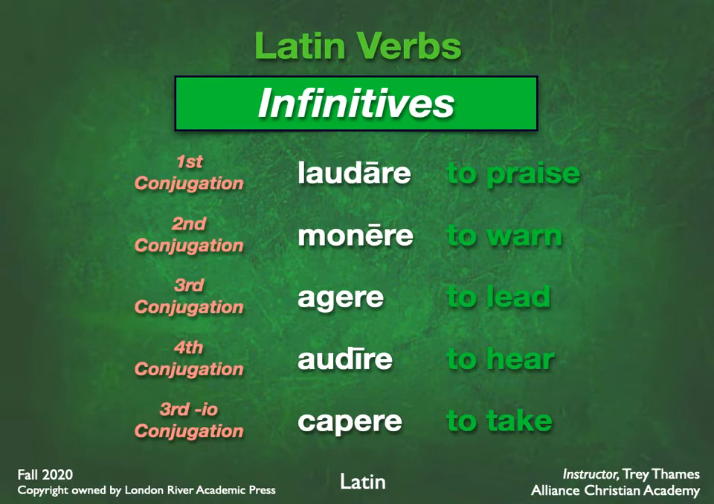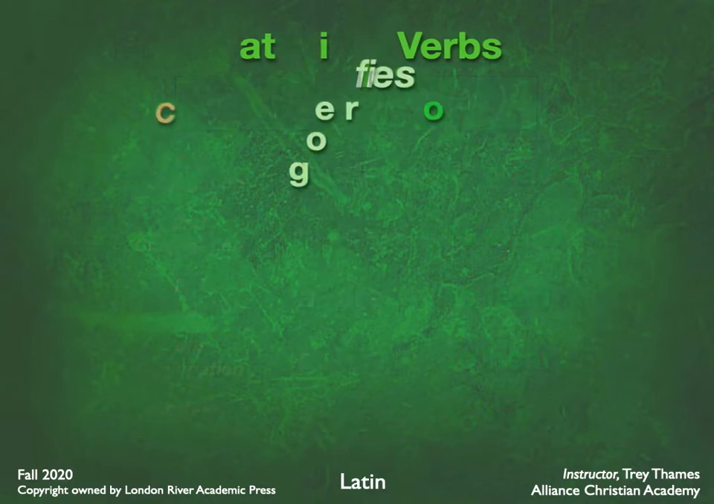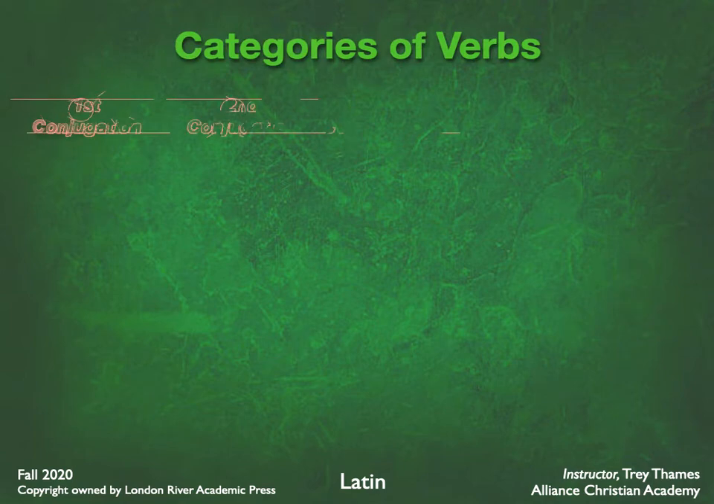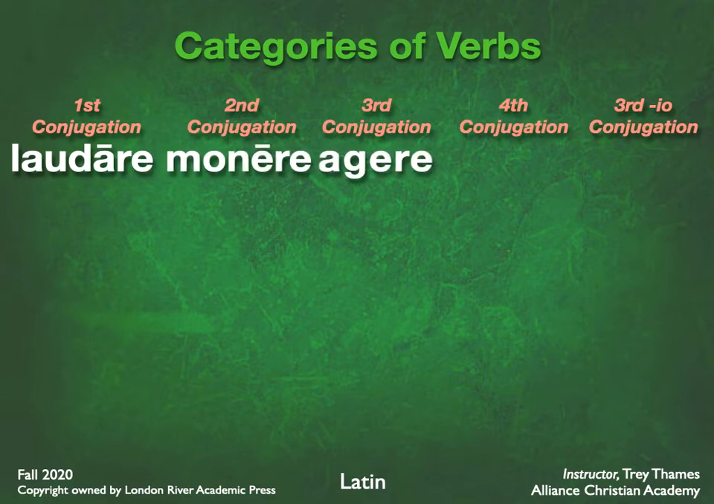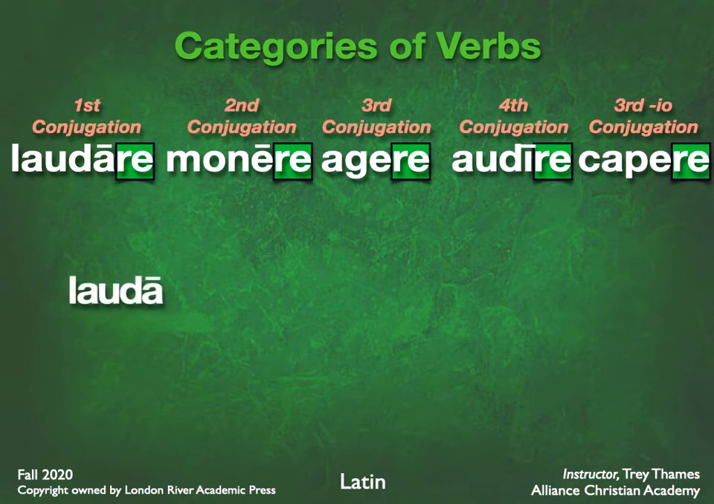And that was a pretty easy lesson that you learned. Let's see. Here's our different categories or conjugations. We already looked at that just a second ago: laudare, monere, agere, audire, and capere. All right. And it is important to learn the stems for each of these.